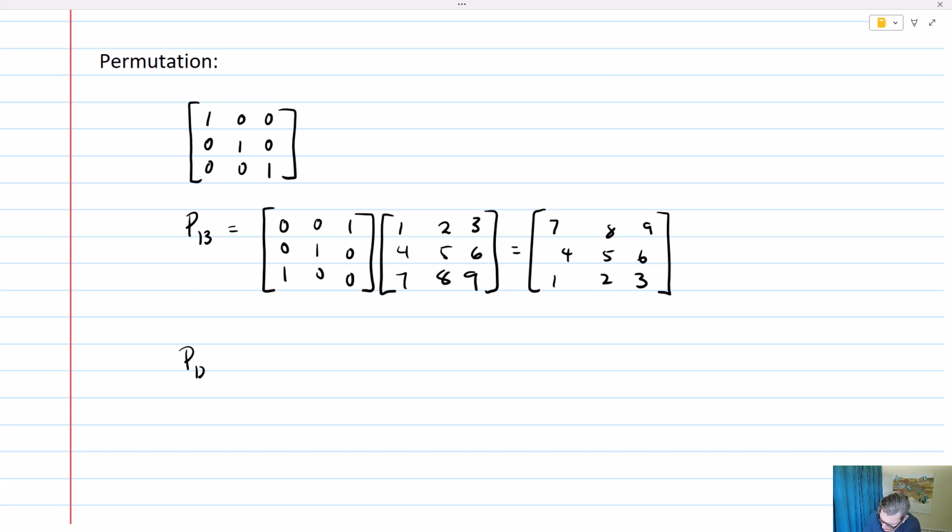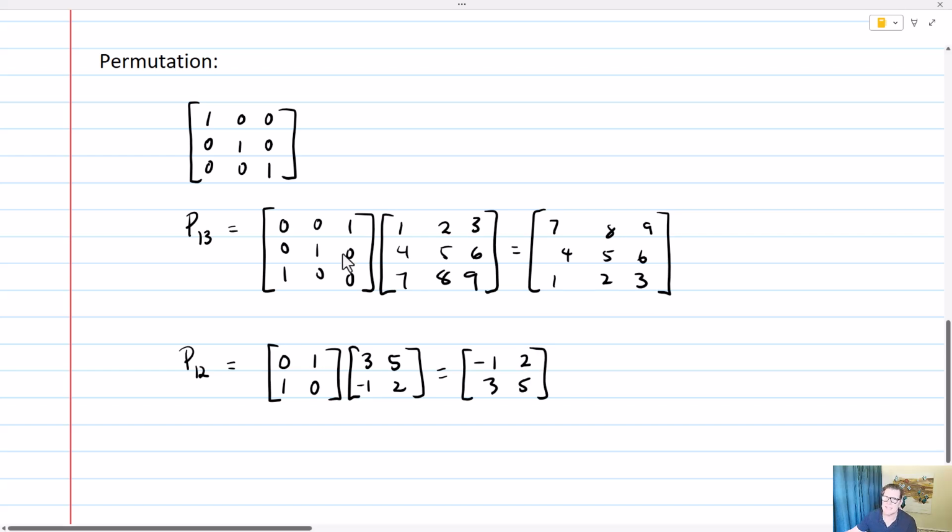Take another example. Let's say, for example, we take P12 and we want to do it in a 2 by 2. So we've got 1, 0, 0, 1, and P12 would then switch those columns. And if you went in and actually multiplied that by, say, for example, 3, 5, -1, 2, you'd see that you'd get -1, 2, 3, 5. Go ahead and pause for a second and see that that's in fact what you get with the multiplication. So with a permutation matrix, what you're going to be doing is switching the ith and the jth columns, and that allows you to switch the ith and jth rows.